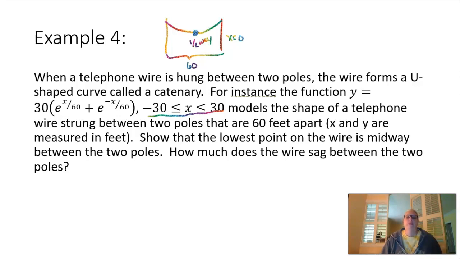Okay? And then we would like to know this distance right here. How far down did it go from where it actually should be? And we can find that by knowing how tall this point is and how tall this point is, and then subtracting the two. Okay.